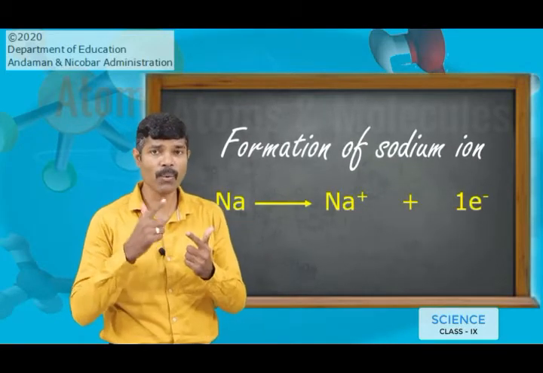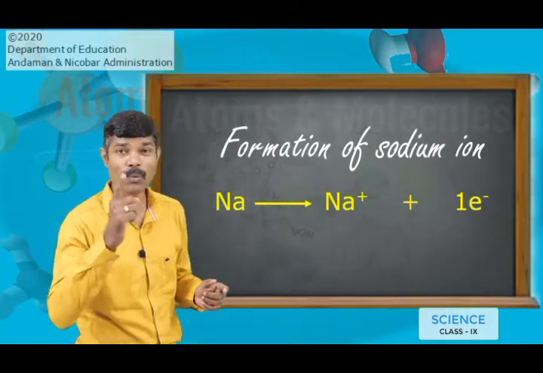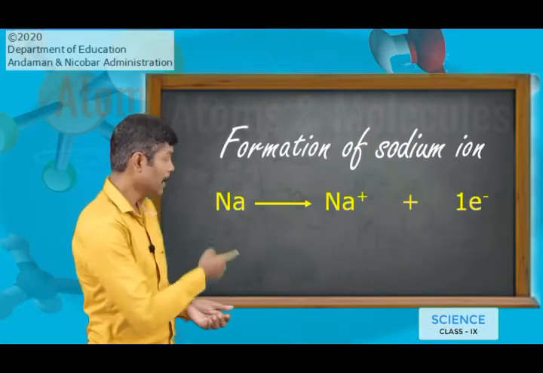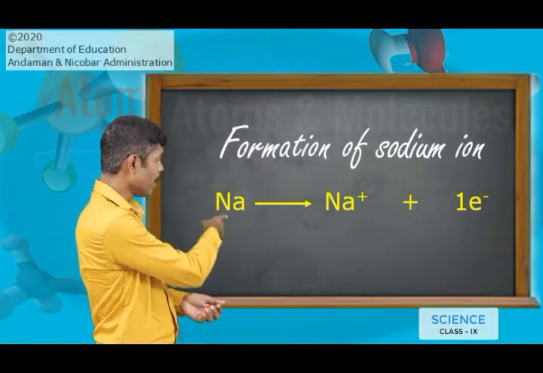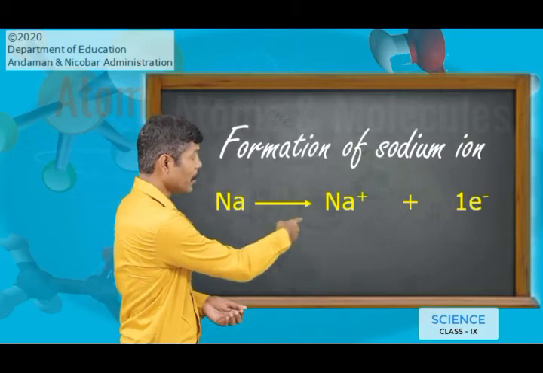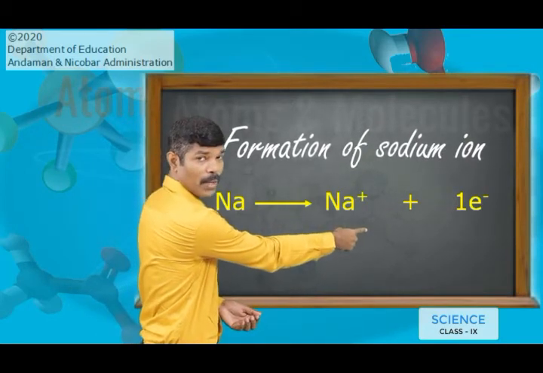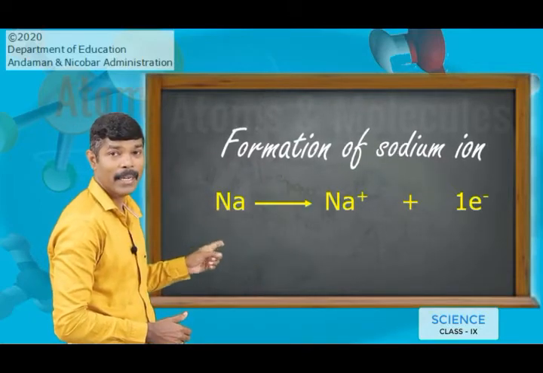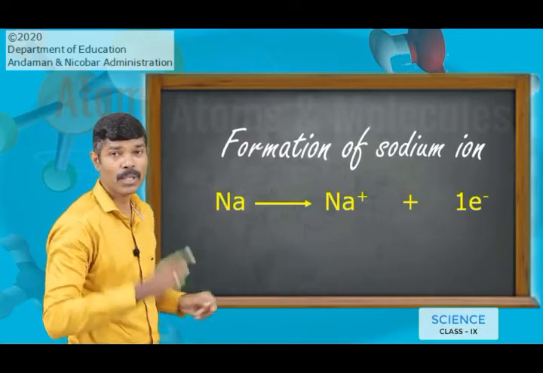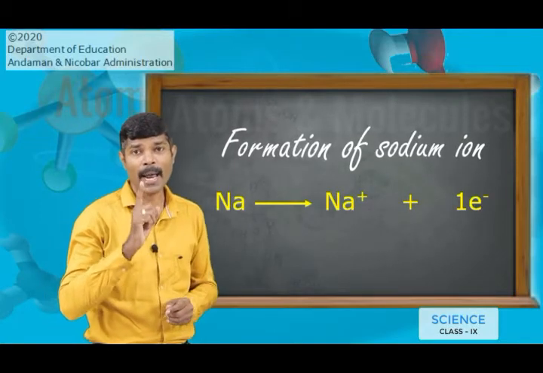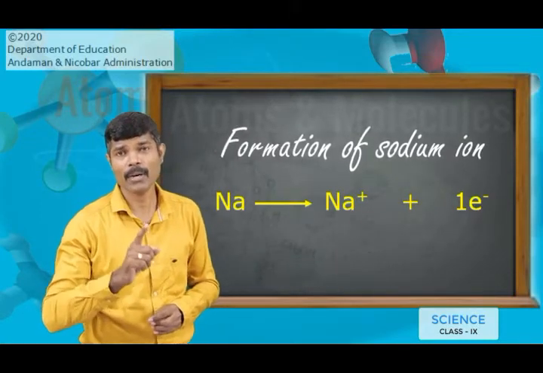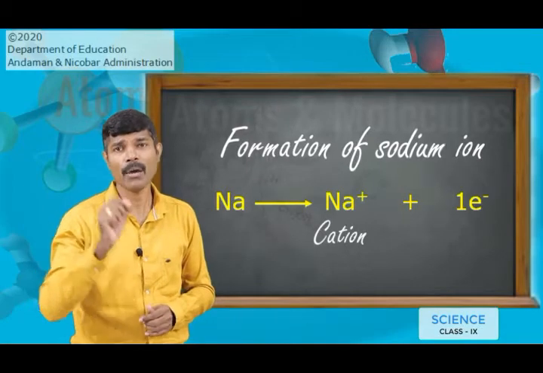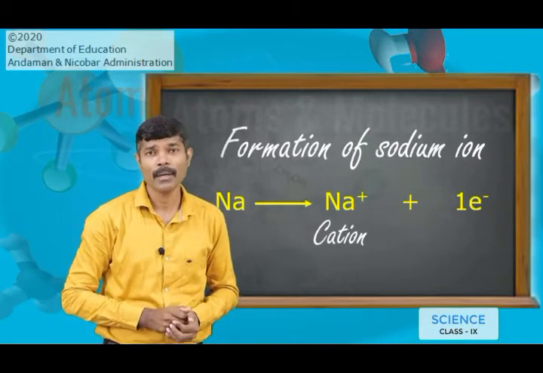So by losing one electron, sodium acquires one positive charge over it. It can be represented as, when a sodium atom loses one electron, then we have to write one positive charge over the sodium atom. So in this example you can see that the charge is acquired by losing one electron. When an atom loses one electron and forms an ion, the ion so formed is called a cation.